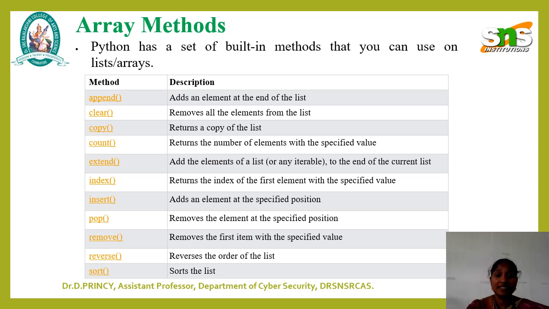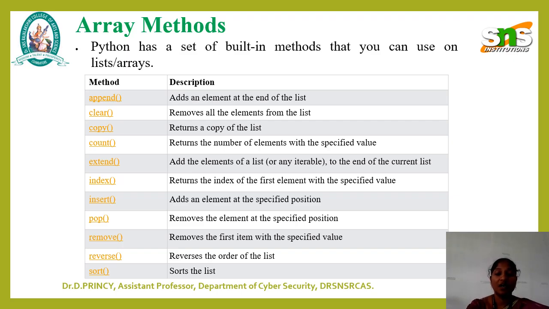Array methods. These are some of the built-in array methods which are used to access the array elements. Append is used to add an element at the end of the list. Clear removes all the elements from the array. Copy makes a copy of the array. Count returns the number of elements with a specified value. Extend is used to add the elements of a list to the end of the current array. Index returns the index of the first element with the specified value, because it accepts duplicate values also. Insert is used to add an element at the specified position. Pop is used to remove an element at the specified position. Remove is used to remove the item with the specified value.